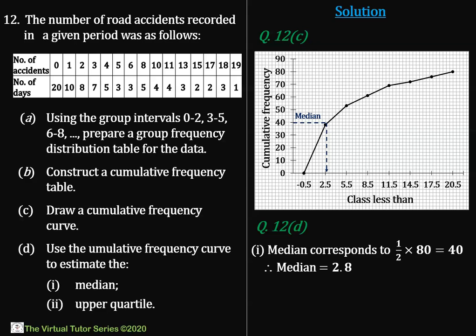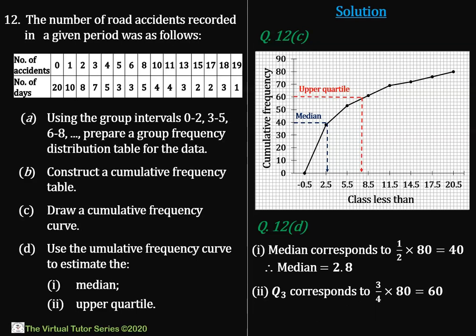II says we should estimate the upper quartile. The upper or third quartile corresponds to 3/4 of the total frequency. In this case, 3/4 of 80, which is 60. Again, let's trace 60 from the vertical axis to touch the curve and trace downward to the horizontal axis and read the corresponding value. This is about 8.2. Hence, the upper quartile is 8.2.